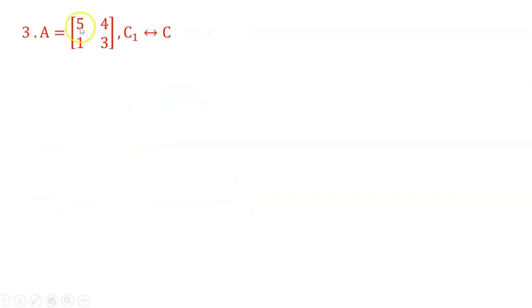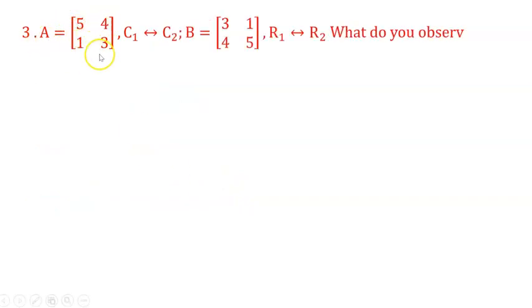Question number 3. A is equal to the matrix 5 4 1 3. Next, C12, that is C1 changes to C2, and B is equal to the matrix 3 1 4 5. Then R1 changes to R2. What do you observe here?